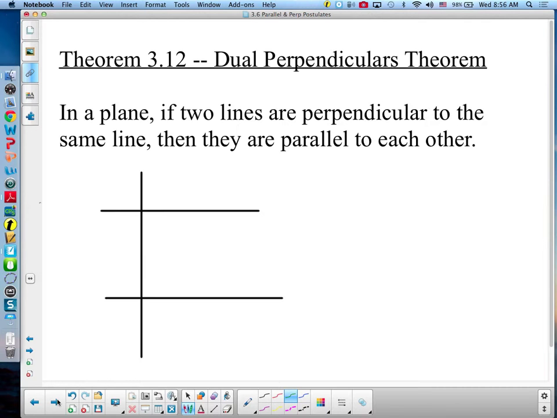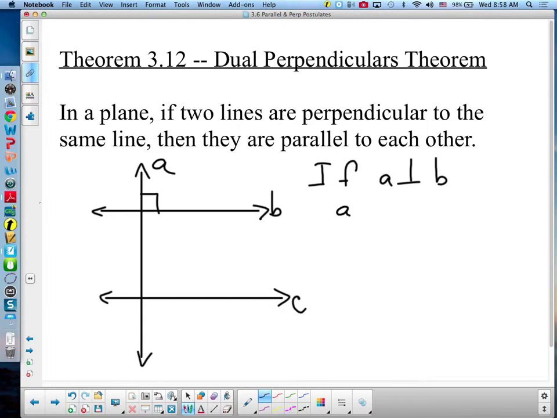All right, then we have one that's called the dual perpendiculars theorem, based on this one. So let me fix up the picture. Here's our lines, and we'll call them A, B, C. All right, 2 lines perpendicular to the same line. So let's make A perpendicular to B and which other one? C. A perpendicular to C. So A is perpendicular to B, A is perpendicular to C. So we have 2 lines, B and C, that are both perpendicular to the same line, which is line A.